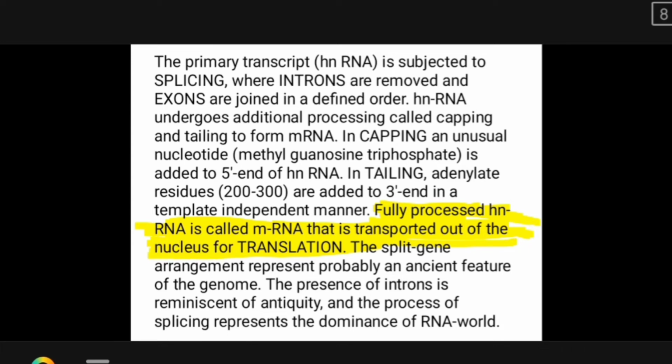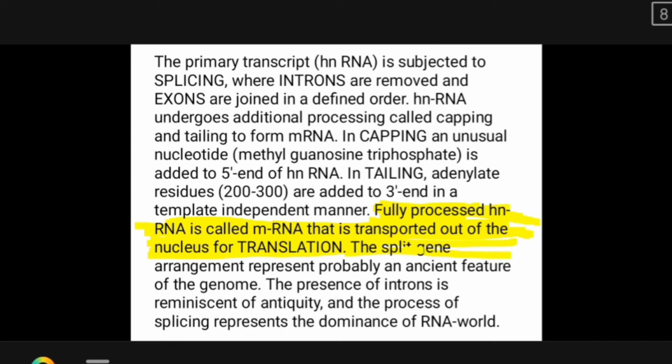In eukaryotes, transcription takes place in the nucleus, but in prokaryotes, transcription and translation both take place in cytoplasm. So they don't require additional transportation of the mRNA. But in case of eukaryotes, transportation of mRNA is required after maturation of hnRNA into mRNA. It is transported out of the nucleus into the cytoplasm where the translation occurs.